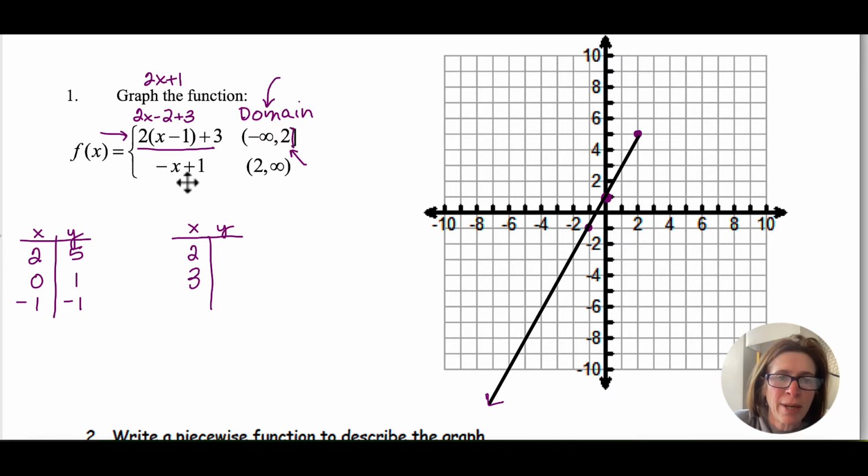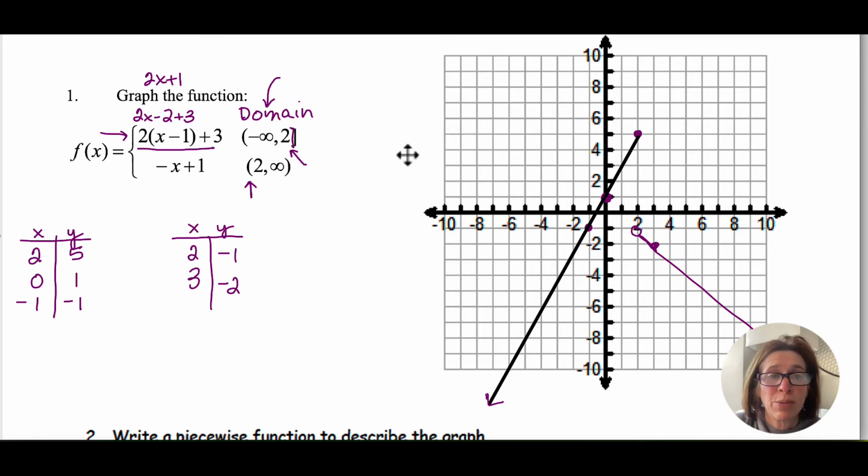So if I plug in 2, I get negative 2 plus 1, which is negative 1. And then if I plug in 3, I get negative 3 plus 1, which is negative 2. So I have 2, negative 1. I'm putting an open circle here because it does not include it. And then 3, negative 2. So right there. And so I'm going to be looking at the graph everywhere this way. And that's a piecewise function.